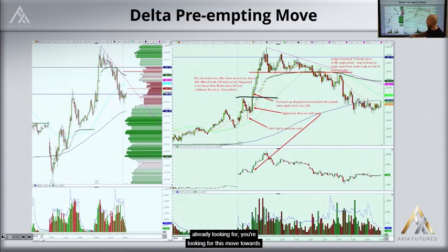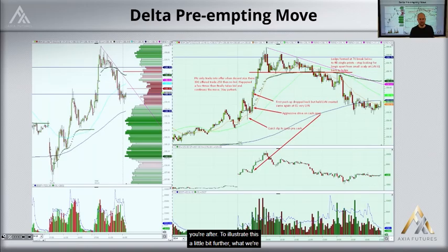You know what you're already looking for. You're looking for this move towards the upside. You've got targets pre-established. That's the bit that you're after. So it's about using that delta to preempt it, to say to yourself, yeah, this is the chance. And you can go for it there. That's what you're after on these types of movements. And that's where deltas are going to help you out in terms of preempting and confirming a move, showing that initiative that you're after.